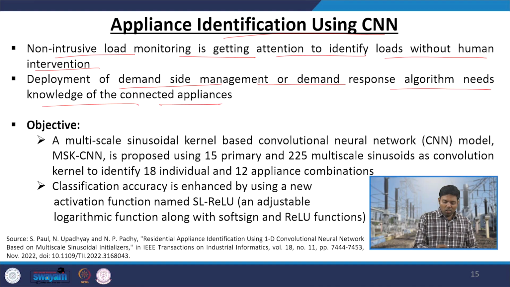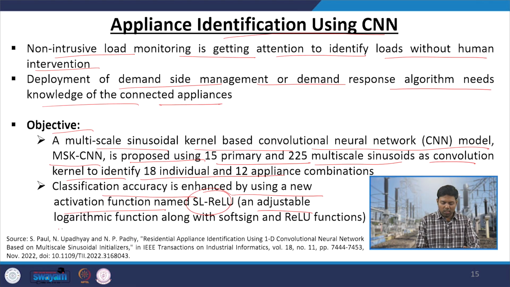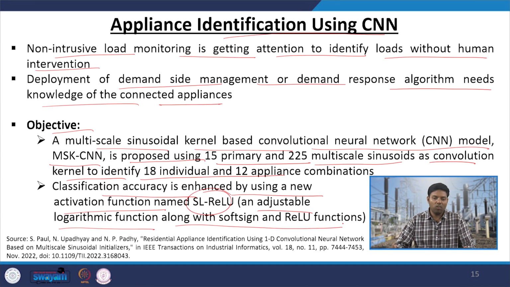For that, a multi-scale sinusoidal kernel based convolutional neural network model, abbreviated MSK-CNN, is proposed, using 15 primary and 225 multi-scale sinusoids as the convolution kernels. We will come to everything in detail. It identifies 18 individual appliances and 12 appliance combinations. Classification accuracy is enhanced by using a new activation function named SL-ReLU, an adjustable logarithmic function along with the soft sign and ReLU function. Instead of the ReLU function, this modified function is used, and why, we will come to that.